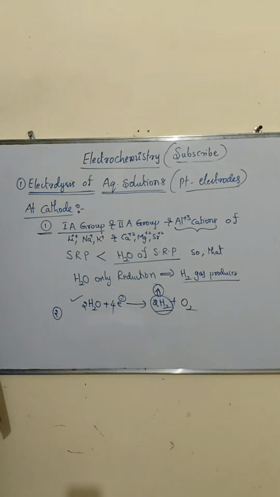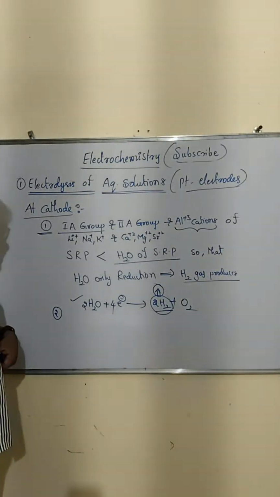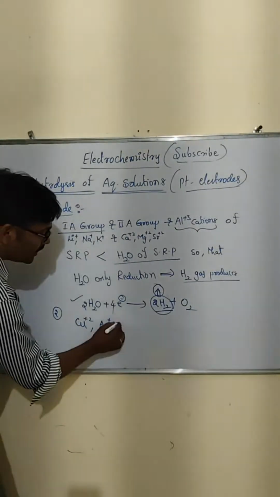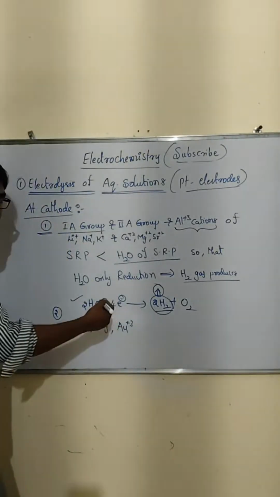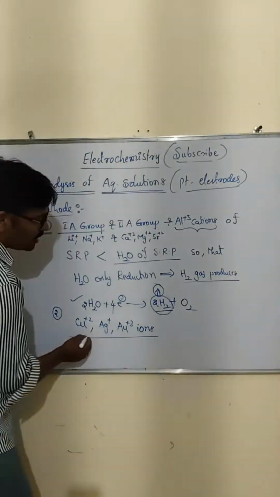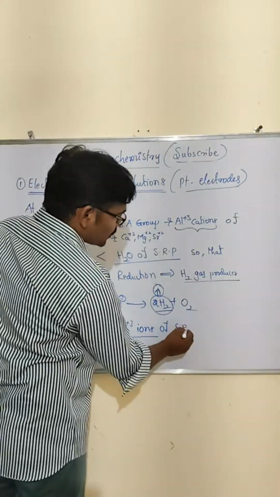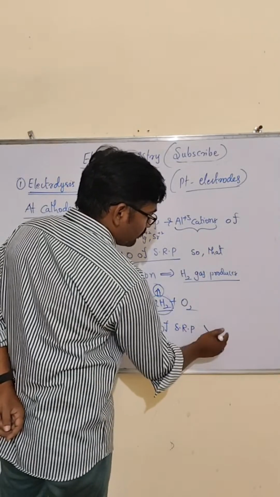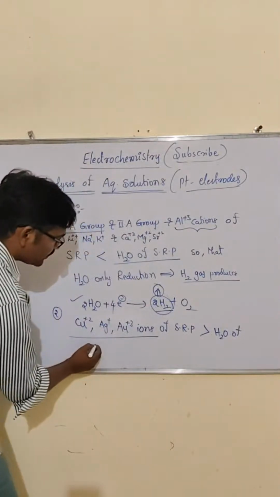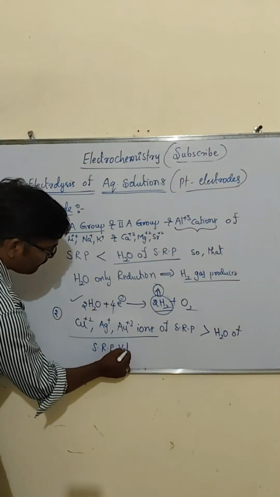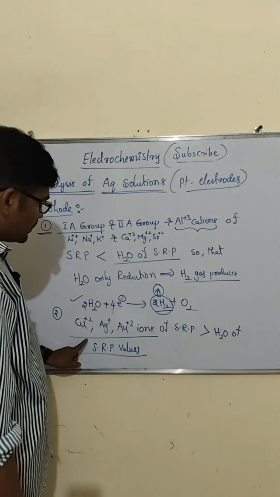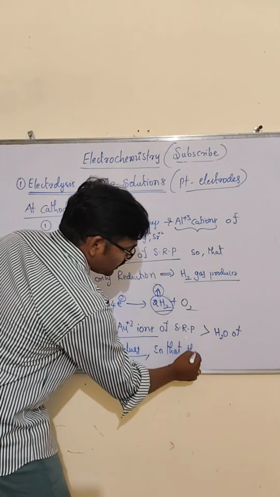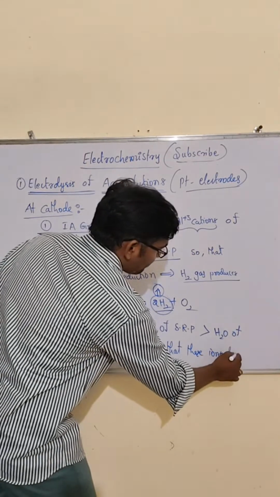Then the second point you have to remember, that is instead of these ions, which ions? Cu plus 2, then Ag plus, then Au plus 3, so these ions will be there. ఇలాంటి type of ions ఉన్నప్పుడు, the standard reduction potential values of these ions are greater than the standard reduction potential value of H2O. That is the reason these ions only deposit.